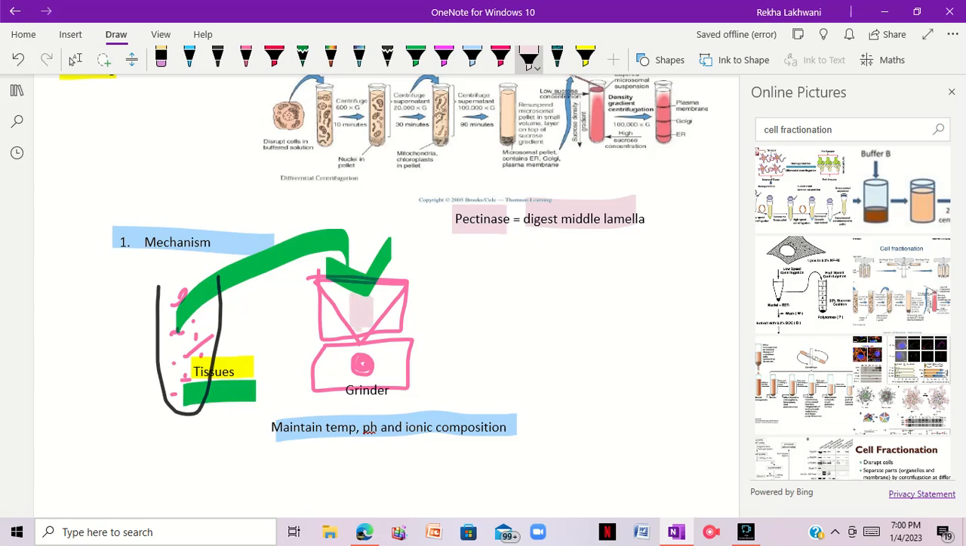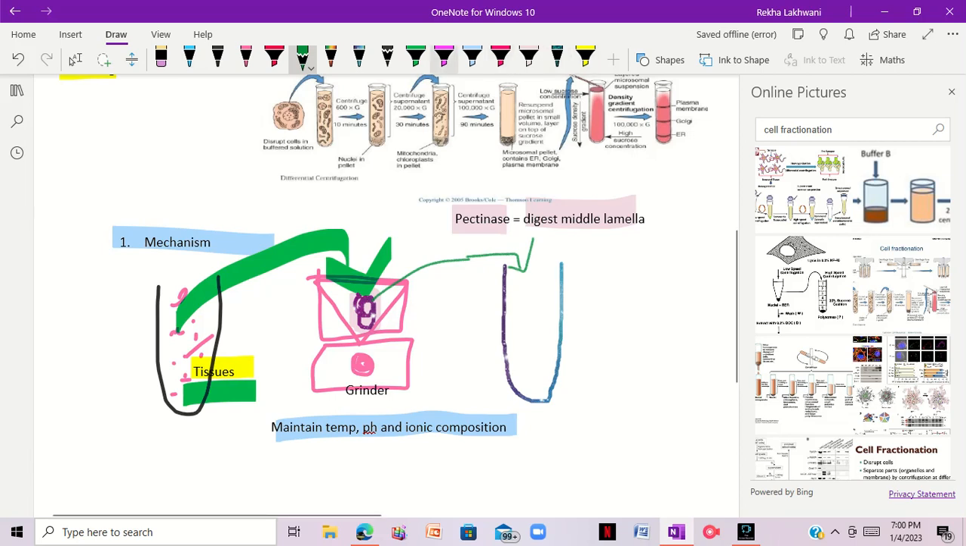After this, for example, this has been ground now. Our solution is ready. Now take another test tube and put this ground solution in that. For example, I've taken F and I am adding this grinding solution in this. Here it is, my ground solution.